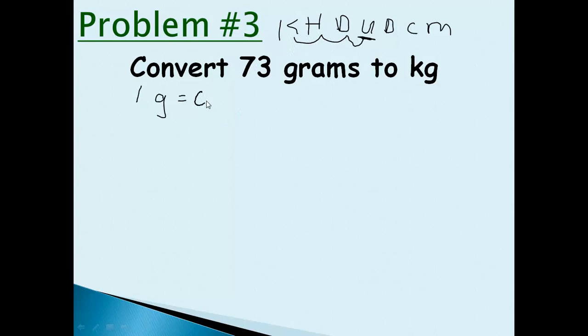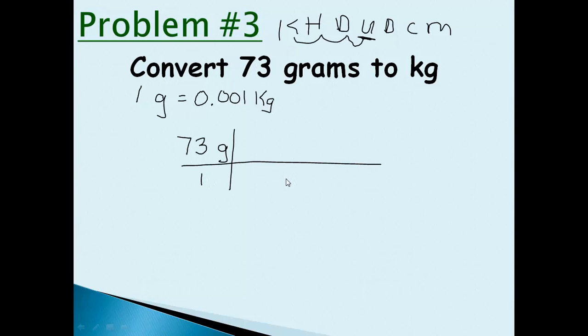So 1 gram is equal to 0.001 kilograms. Okay, if you go to the left, you have to move the decimal backwards. Okay, so let's set this up. 73 grams, that's our given. Put our T-chart.